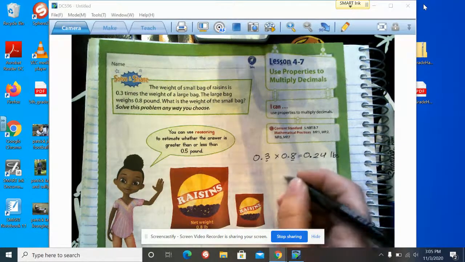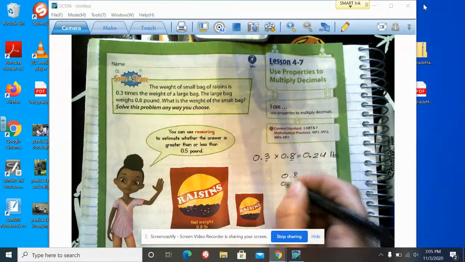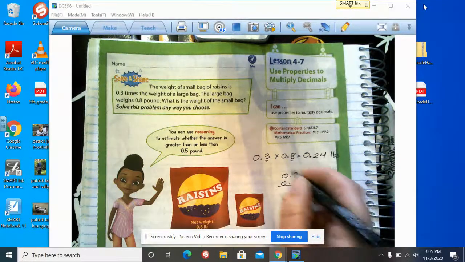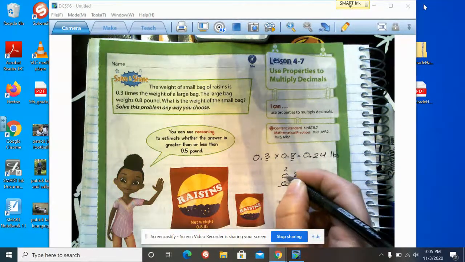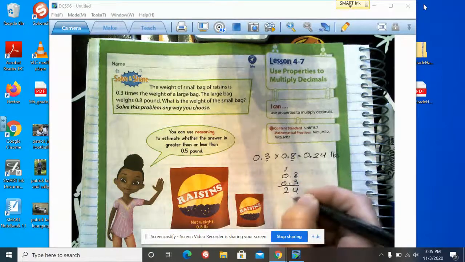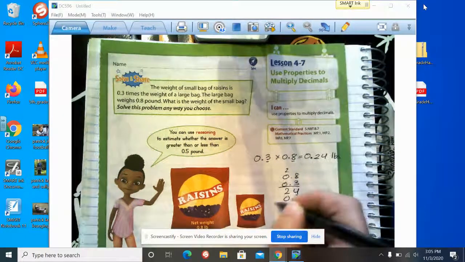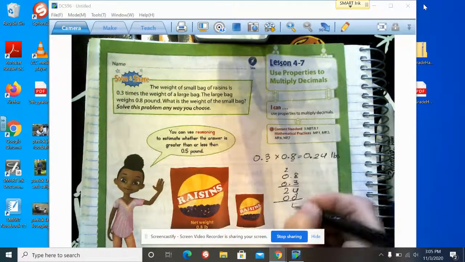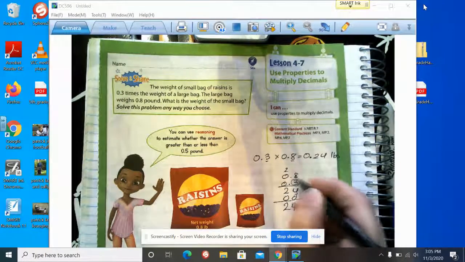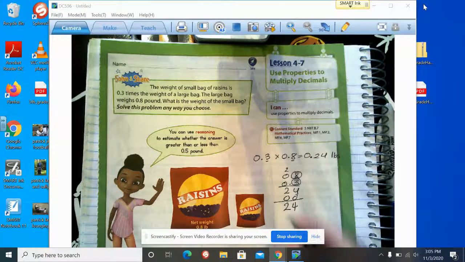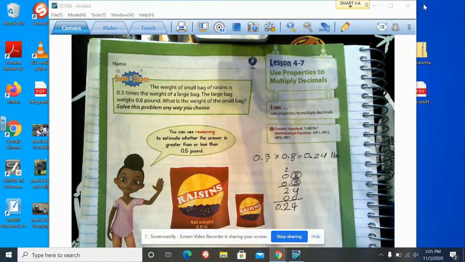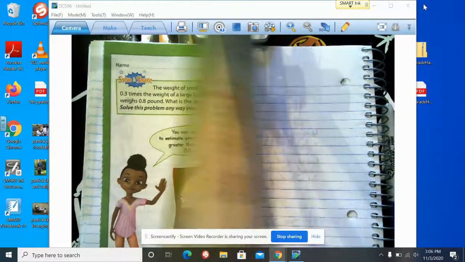The other way is I could go ahead and do the traditional method. 0 is 0 plus 2 is 2. And then as we discussed in class, we don't really need that row of zeros, but I'll do it just in case. 4, 2, 1. 2 decimal places in the problem, 2 decimal places in the answer. There we have it. Either way, we end up with 24 hundredth pounds. Let's do a couple problems together.